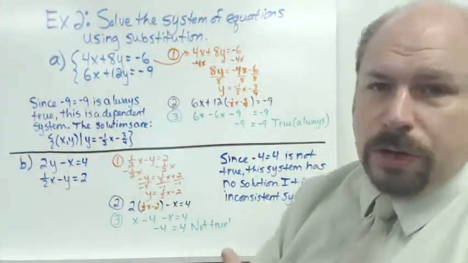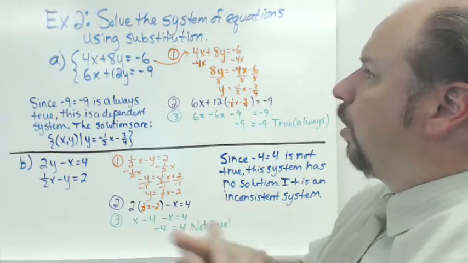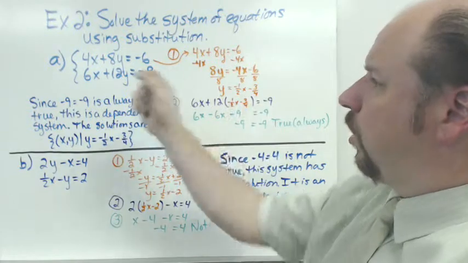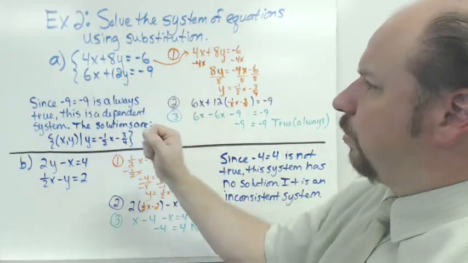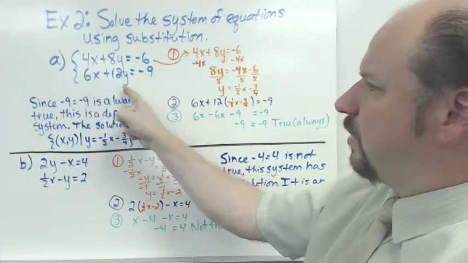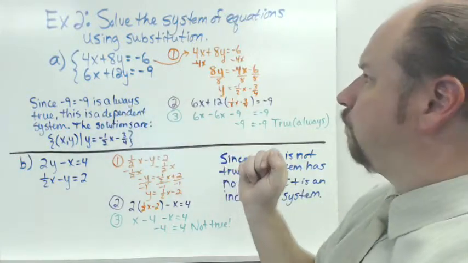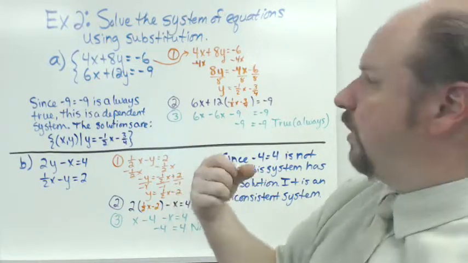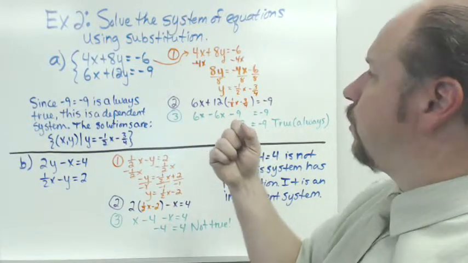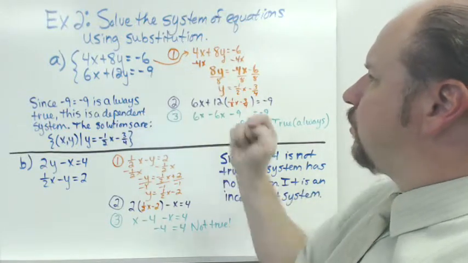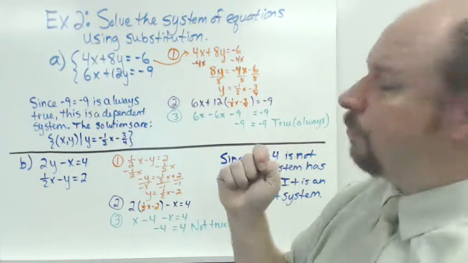Okay, so another couple more examples here. Example 2, solve the system of equations using substitution again. And so we have this particular system. 4x plus 8y equals negative 6, and 6x plus 12y equals negative 9. So first thing we need to do is solve one of the equations for one of the variables. So I'm going to take this one, the top one, and solve it for y.